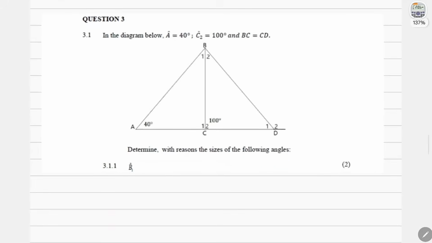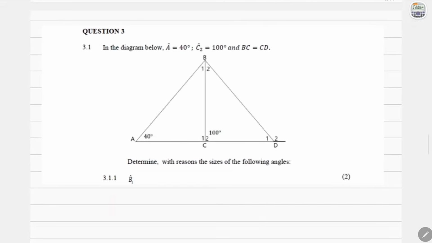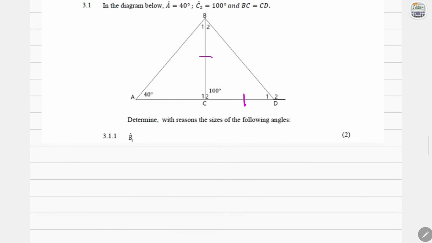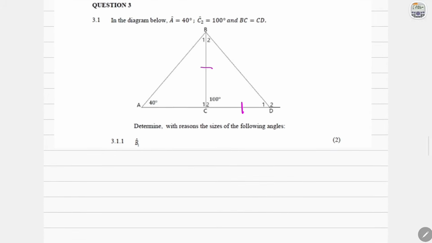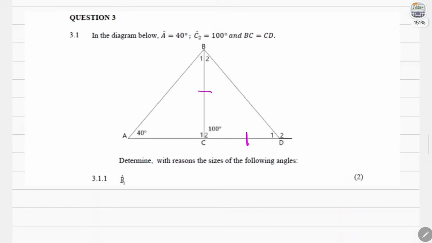Question 3.1 says, in the diagram below, angle A is equal to 40 degrees, angle C2 is equal to 100 degrees, and BC is equal to CD. Okay, so let's just put that down. This is equal to this. So they want us to determine with reasons the sizes of the following angles. We have angle B1. Okay, so the only thing we are told so far is we have these two lines being equal, meaning this is an isosceles triangle. But they want us to use this now with everything else to find angle B1.